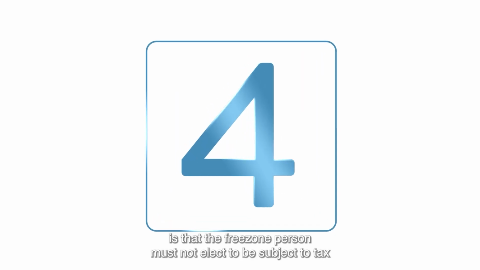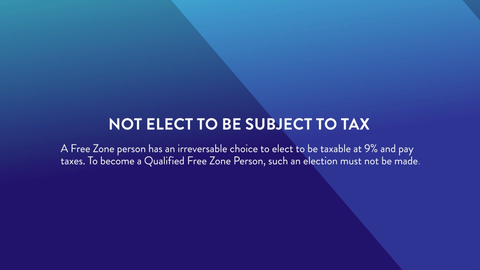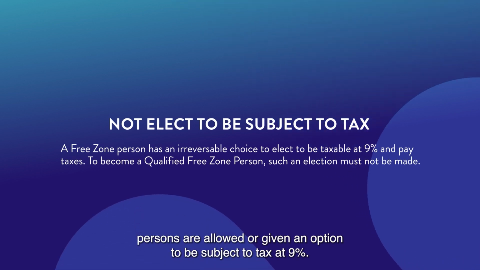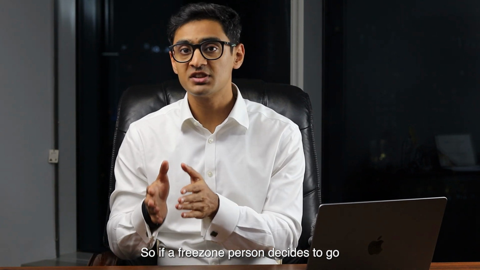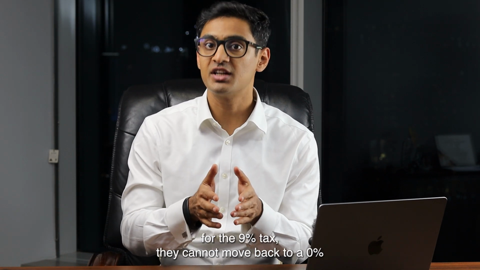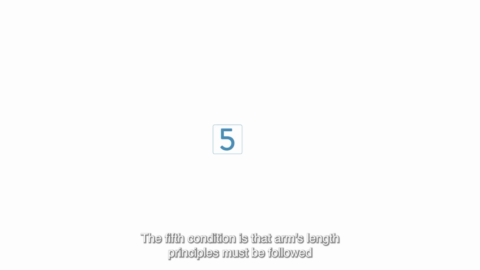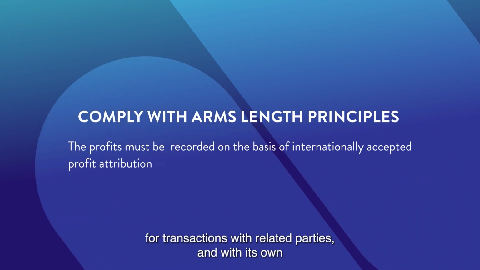The fourth condition is that the free zone person must not elect to be subject to tax. All free zone persons are allowed or given an option to be subject to tax at 9%. However, we must note that this is an irrevocable decision. So, if a free zone person decides to go for the 9% tax, they cannot move back to a 0% tax system.